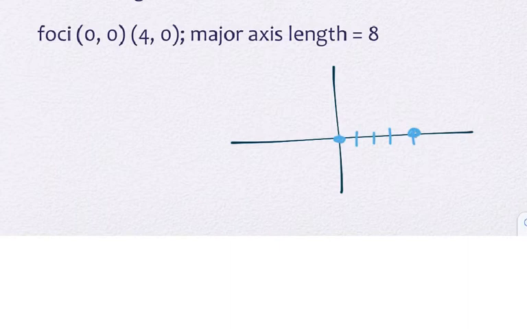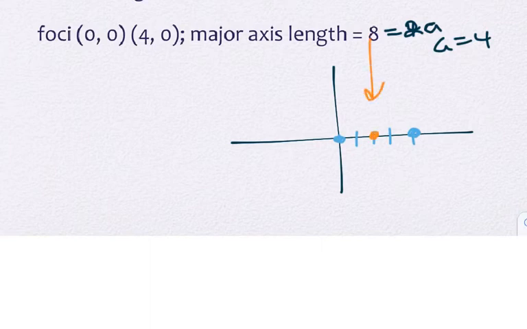And now I've got to figure out what b is. So if I know the distance between the center and the foci is 2, that means c is 2. And then c squared equals a squared minus b squared. 2 squared equals 4 squared minus b squared. 4 equals 16 minus b squared. Negative 12 equals negative b squared. So b squared is 12.